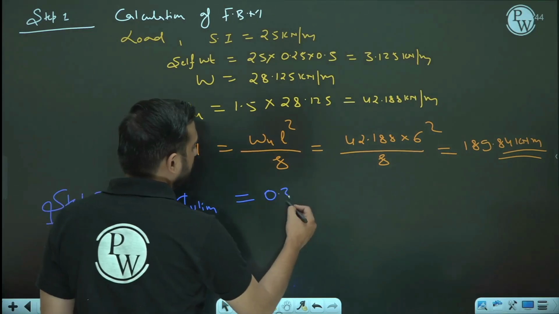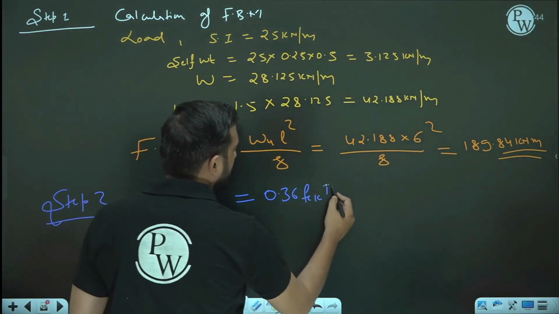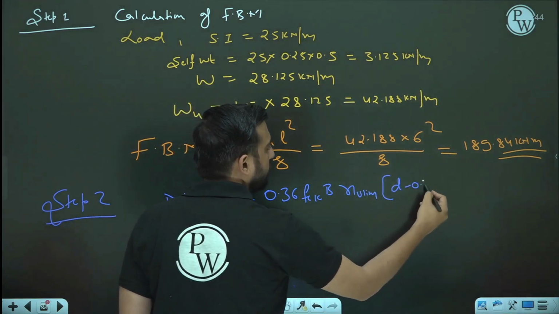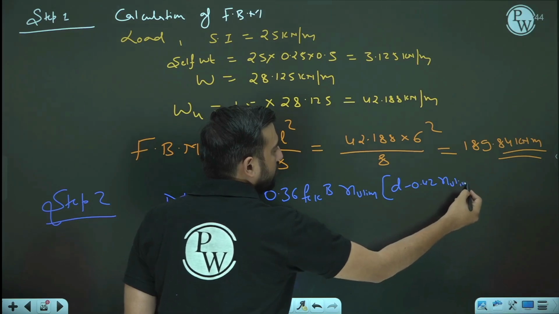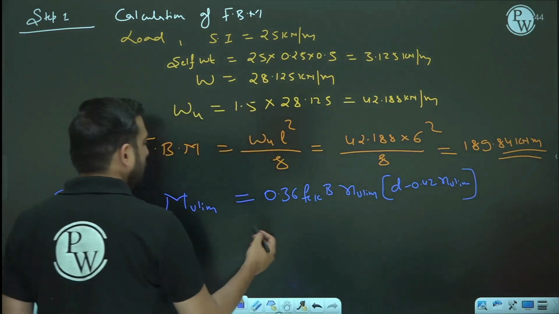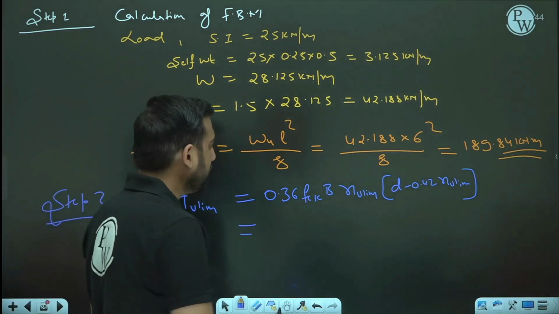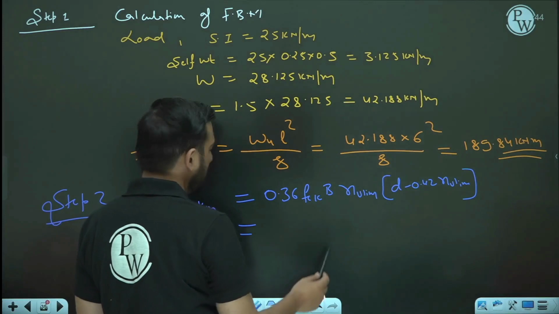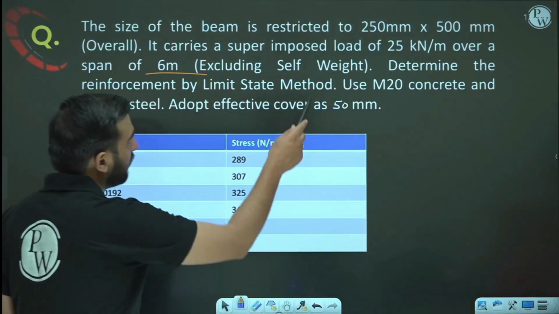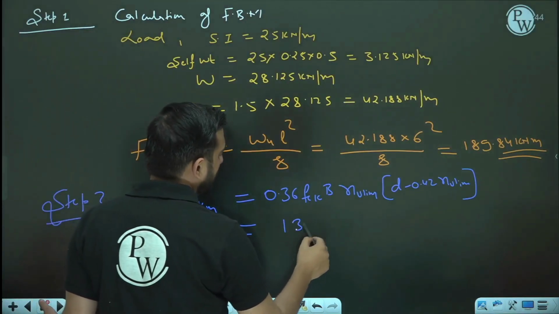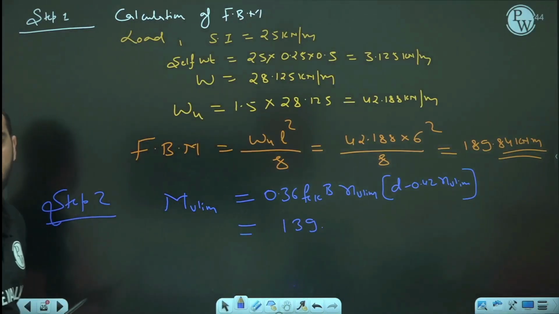Mu lim is 0.36 fck b xu lim into (d minus 0.42 xu lim). For xu lim you can substitute 0.48 d. So in kilonewton meter, if you calculate the value of Mu lim, it comes out to be 139.68. d I am taking as 500 minus 50, that is 450. So it is 139.68.